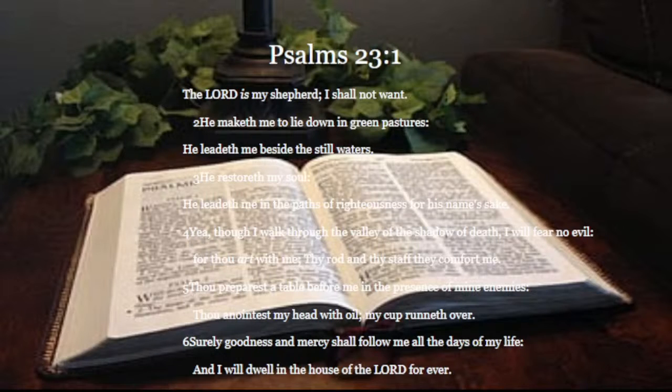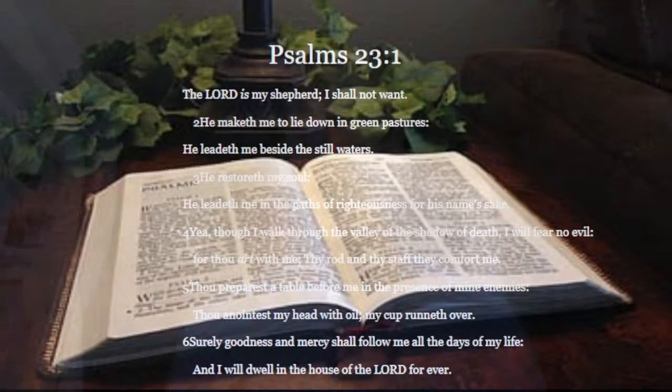Yea, though I walk through the valley of the shadow of death, I shall fear no evil, for thou art with me. Thy rod and thy staff, they comfort me. Thou preparest a table before me in the presence of my enemies. Thou anointest my head with oil, my cup runneth over. Surely goodness and mercy shall follow me all the days of my life, and I shall dwell in the house of the Lord forever and ever. Amen."